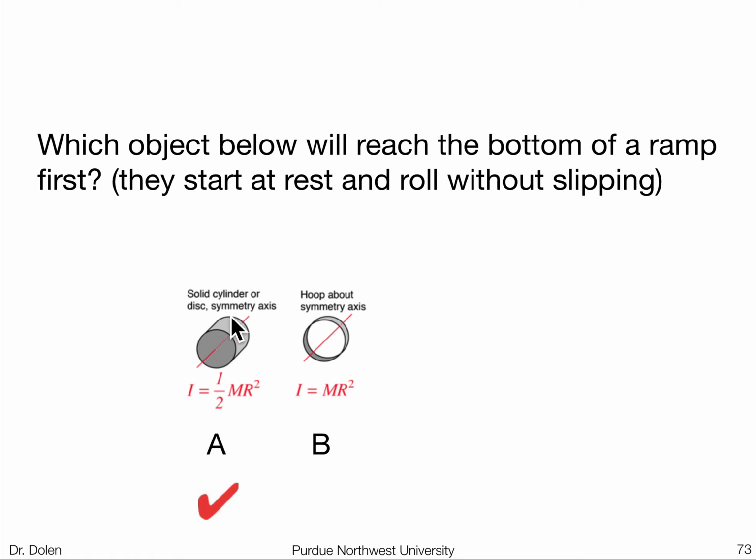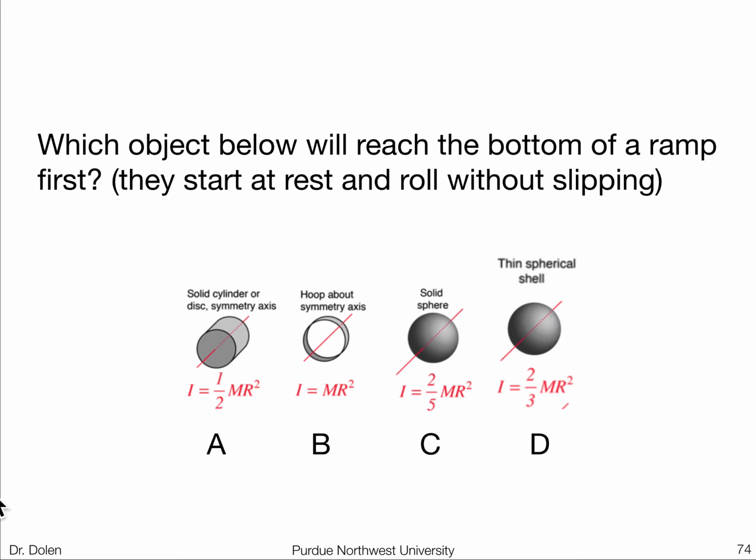It's easier to make this thing spin, it has a smaller moment of inertia, so it's going to get down the ramp faster. Okay. To expand upon this, let's do the same thing now. Add to the race a solid sphere and a shell, right? So this is a solid sphere, like a soccer ball or something, and a thin shell of a ball. So which of these is going to get to the bottom of the ramp first? Is it, again, the solid cylinder, or will the solid sphere or the shell sphere get to the bottom first?